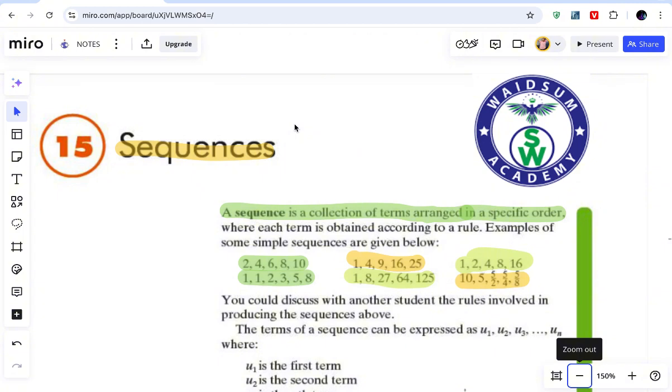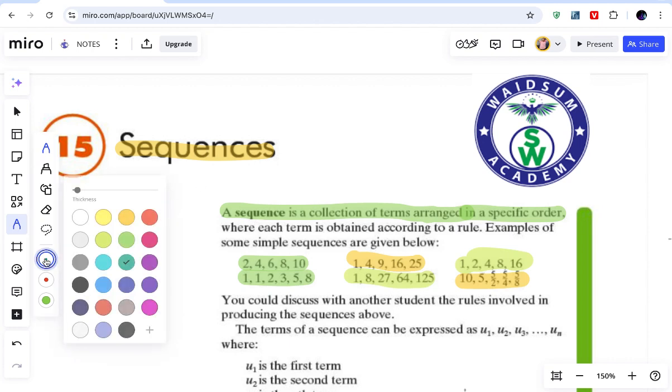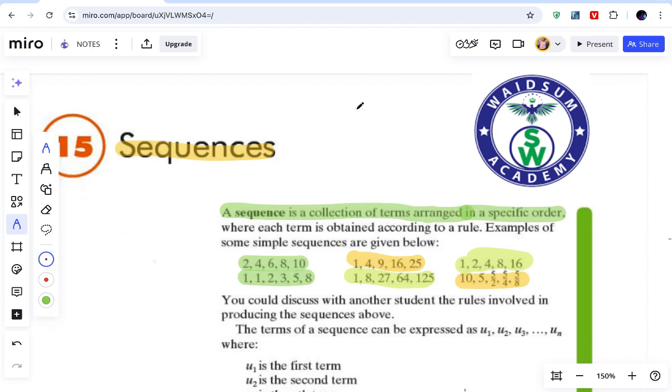Sequence is the same as progression, okay? When we say sequence, another name that is used for sequence is a progression. So we can say sequence or we say progression. In the past we were saying progression. You have arithmetic progression, geometric progression. You remember we have different types of sequences.